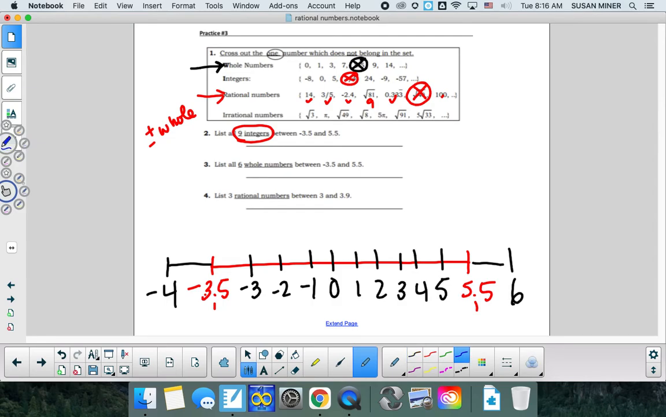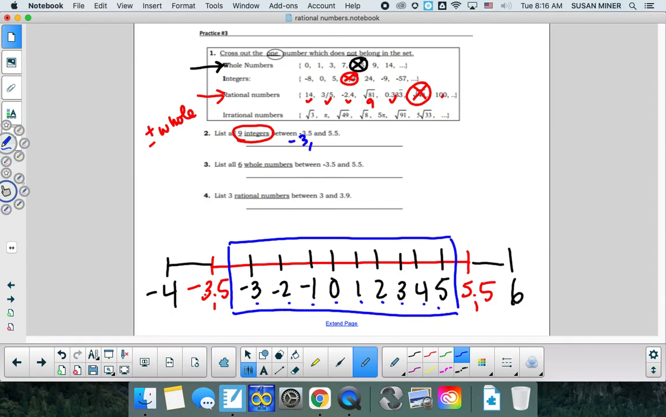Well, if I'm looking in between here and here, do I have 9? 1, 2, 3, 4, 5, 6, 7, 8, 9. Yep, I've got them all. So my answer is going to be negative 3, negative 2, negative 1, 0, 1, 2, 3, 4, and 5. Those are the 9 integers that are between there and there. So now you're going to do the same thing, but this time you're only going to want the whole numbers. So you can think about what a whole number would be, and I need 6 whole numbers between negative 3.5 and 5.5.